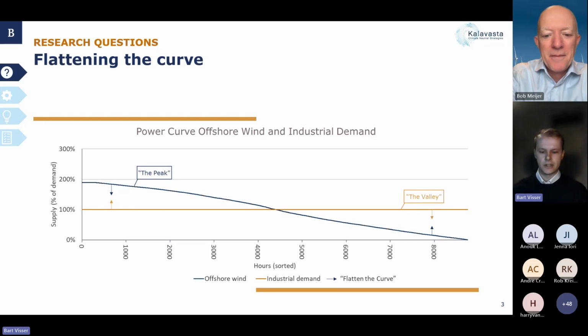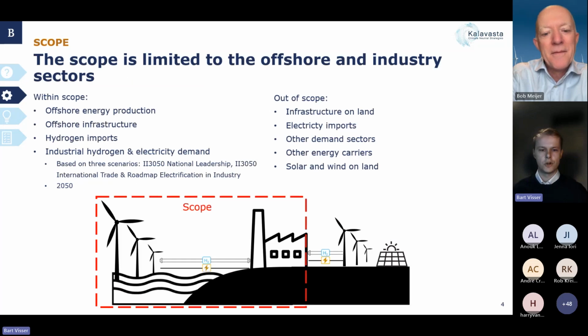Before I go into the analysis that we performed, I will first talk about the limited scope of the study, because the analysis can be very complex, and to reduce this complexity, we together with TKI Offshore Energy and Industry decided to limit the scope, and the scope is displayed in the figure below. So it contains the offshore energy production, such as offshore wind farms, but also offshore solar PV. It contains offshore infrastructure, hydrogen imports, and the industrial hydrogen and electricity demand based on three scenarios for the year 2050. What then lies outside of the scope is the energy infrastructure on land, the electricity imports, other demand sectors such as built environment or mobility, other energy carriers, and renewable production on land.